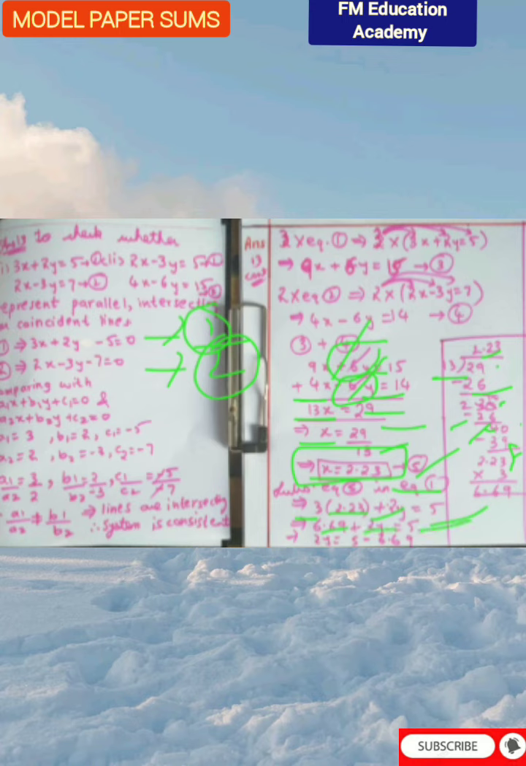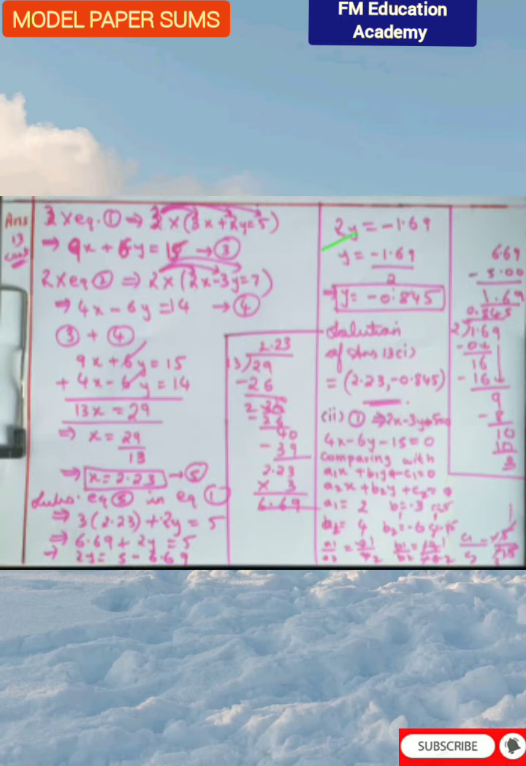So 2y will keep on LHS is equals to 5 minus 6.69. If you send this out, it becomes minus 6.69. So it becomes 2y is equals to minus 1.69. Y is equals to minus 1.69 by 2. Y is equals to minus, divide this 1.69 by 2.